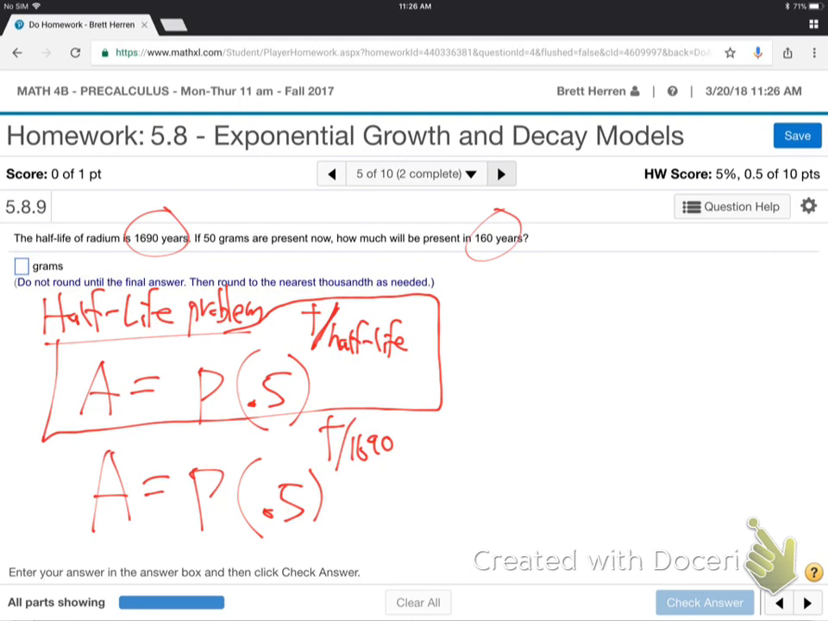That's just for direct half-life problems, right? They can be more tricky than that. Like the other problems we did, they weren't all half-life, were they? Right.